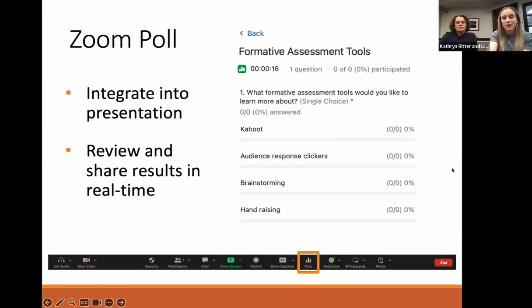You can also integrate polling questions into your Zoom presentation as well. And this is really handy because it's just at the bottom of your screen here, as we highlighted in this slide. You can open up a poll, have people respond, and then the results will show immediately into your presentation. So sometimes it can make things a little bit easier on your end as a presenter, so you're not flipping between multiple screens when you're trying to share your desktop as you're doing a virtual educational session.